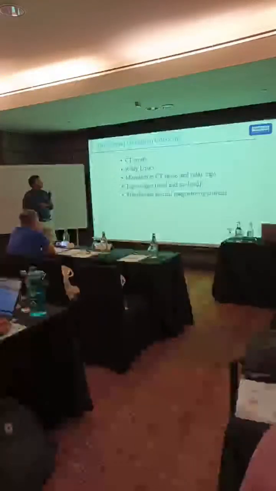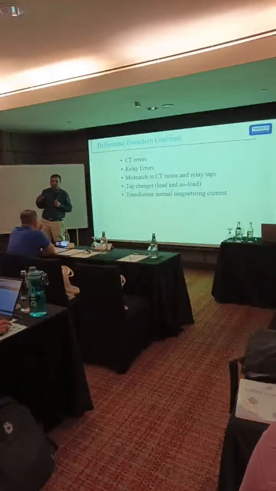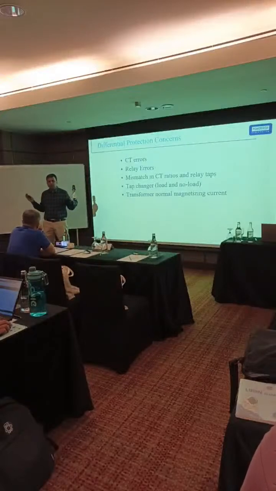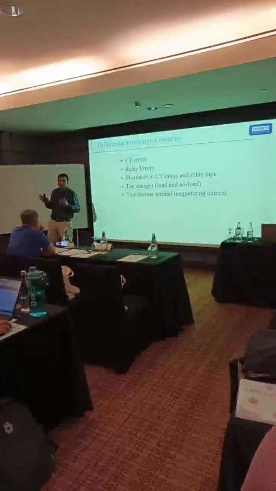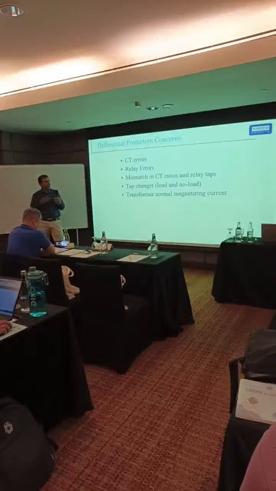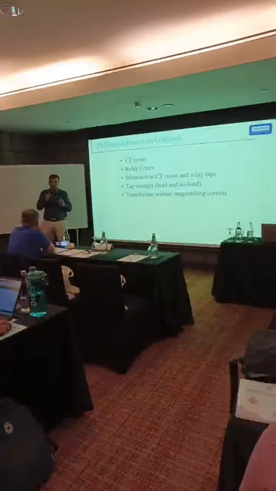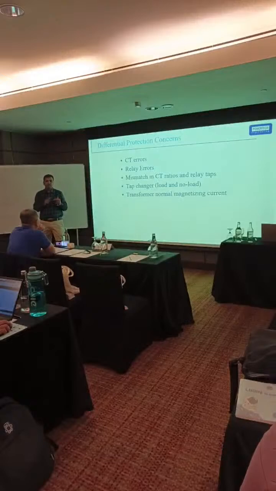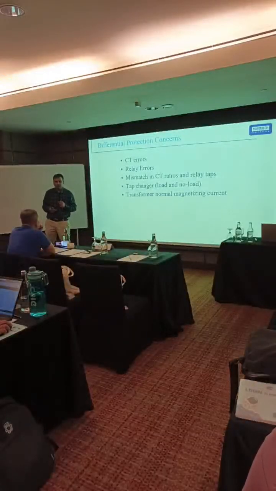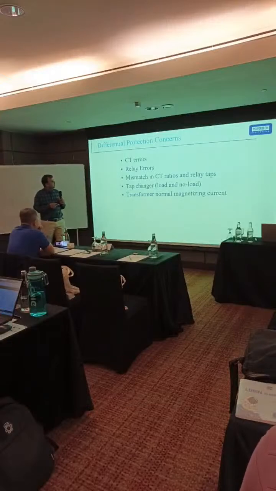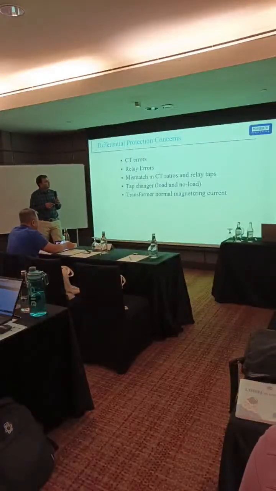What are those errors? CT errors. Both CTs will inject current and there will be some difference. Whatever the perfect design, still there will be some error. If we take the ideal condition, zero current in the differential coil, that happens only conceptually, but not actually. Due to this CT error, some current will flow through the differential coil. Then relay errors, some measurement errors in the relay. So there will be some difference in that.